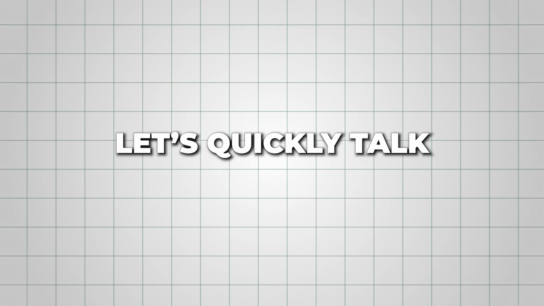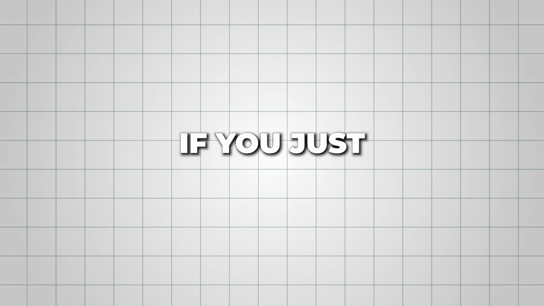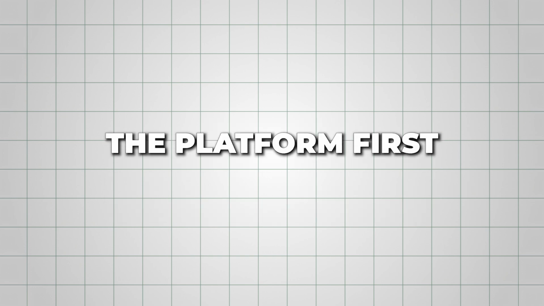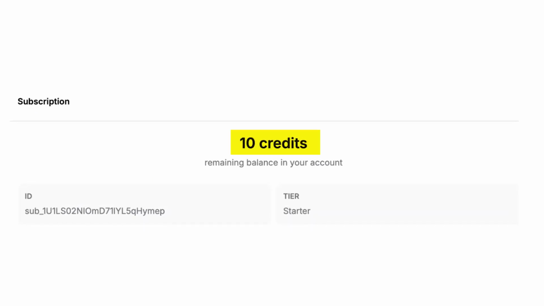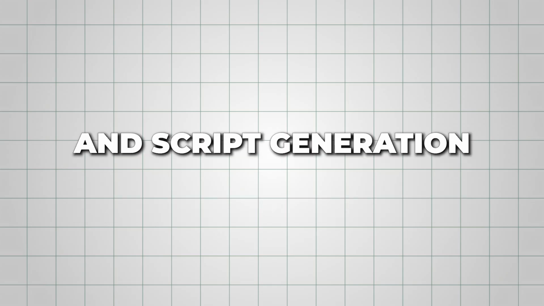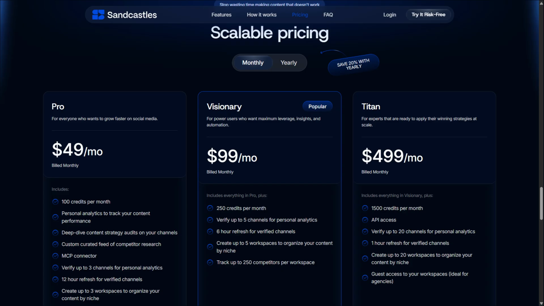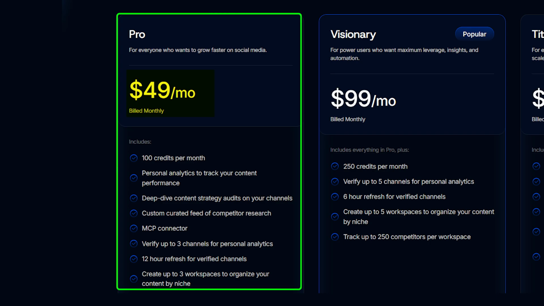Finally, let's quickly talk about the pricing. If you just want to test the platform first, there's a $5 trial plan with 10 credits. These credits can be used for actions like video analysis and script generation, so you can test the core workflow before committing to a monthly plan at $49 per month, giving you 100 credits along with content personalization.